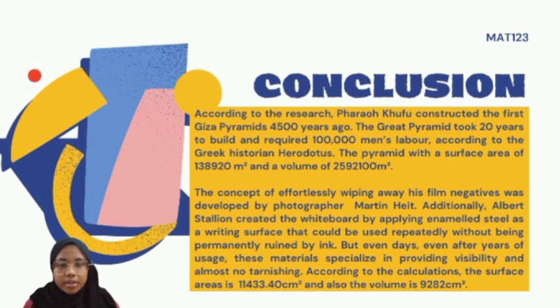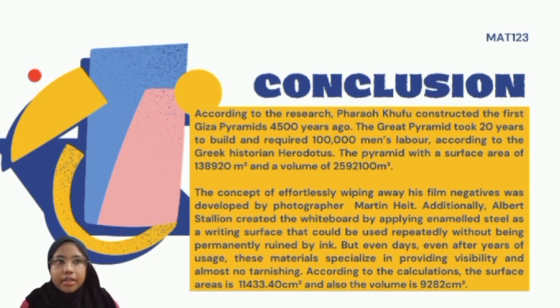For our conclusion, according to the research, Pharaoh Khufu constructed the first Giza pyramid 4,500 years ago. The Great Pyramid took 20 years to build and required 100,000 men's labor, according to the Greek historian Herodotus. The pyramid has a surface area of 138,920 square meter and a volume of 2,592,100 cubic meters. The concept of effortlessly wiping away ink from film negatives was developed by Martin Hite, who is a photographer.